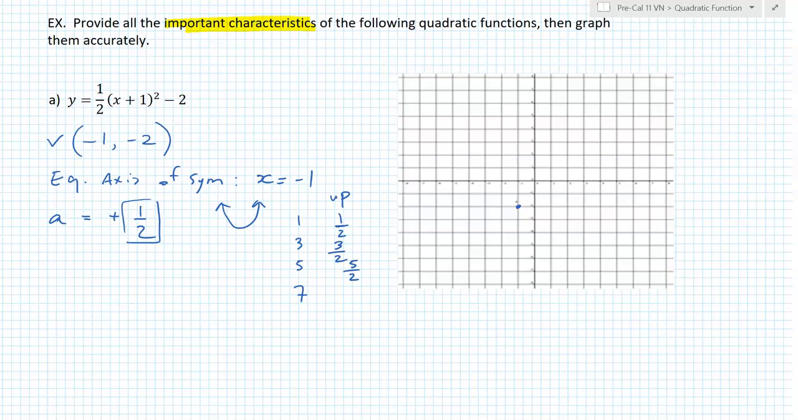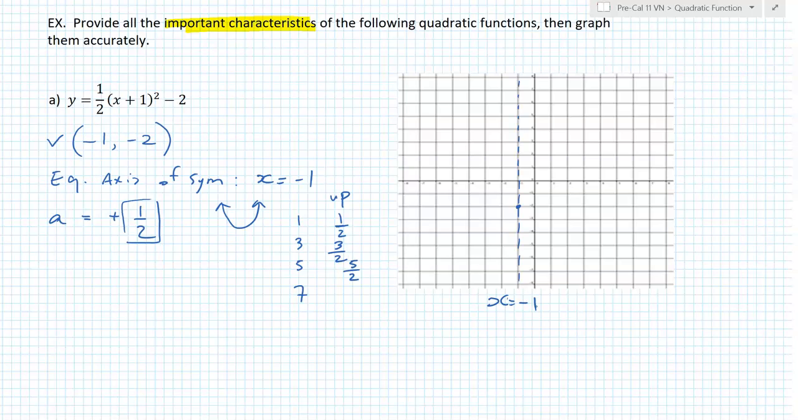So actually, before that, let's just do a dotted line with the axis of symmetry. So we know that it is x equals -1. That's the equation of the axis of symmetry. Next, we need a few other points so that we can graph it accurately.